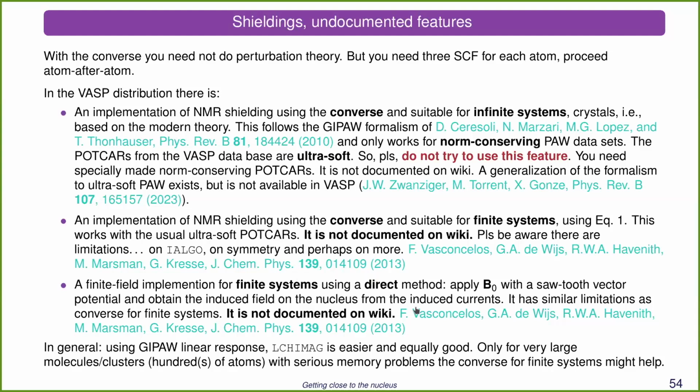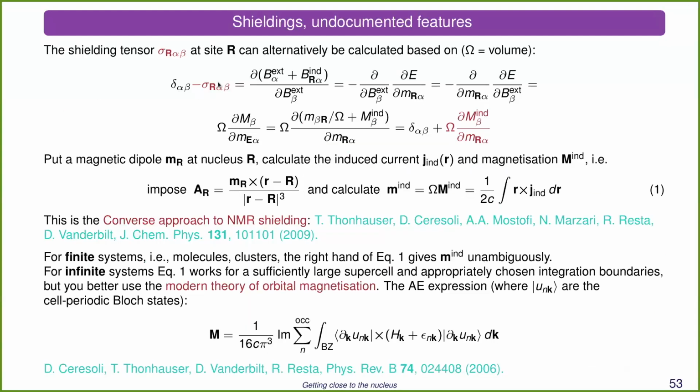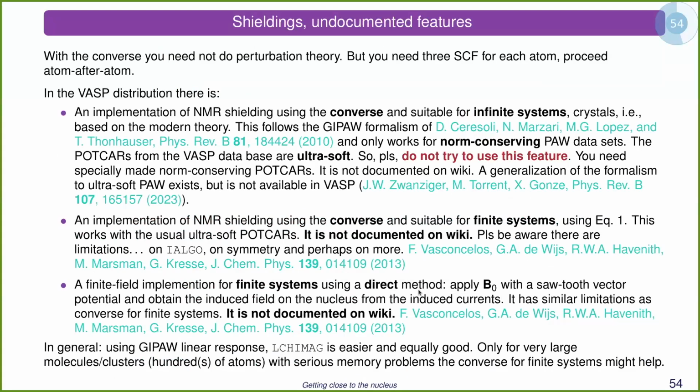There's also a finite field implementation there which uses the direct way. So the shielding is calculated as this derivative. But there is no advantage of using that at all. So the message is essentially that the linear response theory, which you switch on with this INCAR tag, is always equally good or better than this. Only if you have very large systems, you might want to do this, maybe. Only if your memory really doesn't help you. Okay, so much for the undocumented features.